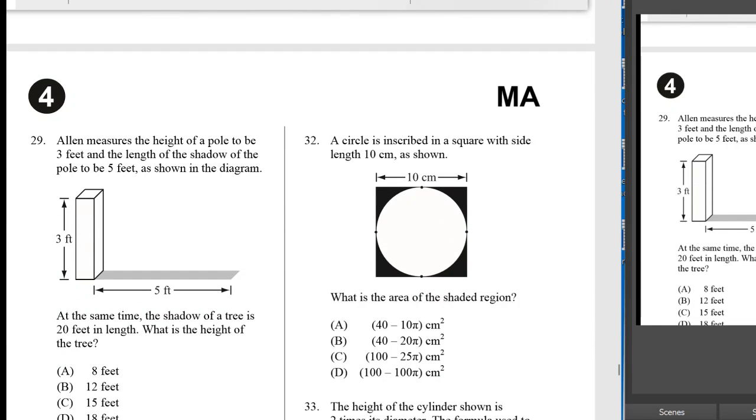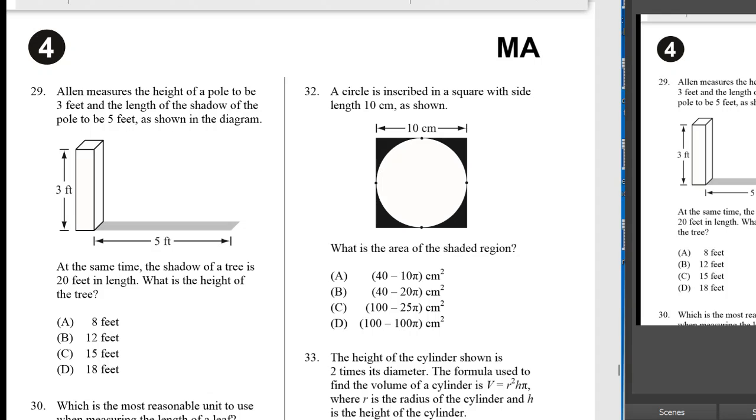If you see a problem like this, you're either going to have one or two things. I haven't read the problem yet, but just looking at it, it's either going to be a similar figures problem or it's going to be a Pythagorean theorem problem. So you just prepare yourself for one of those, although I will look really bad if it's not one of those type of problems. So let's dive into it.